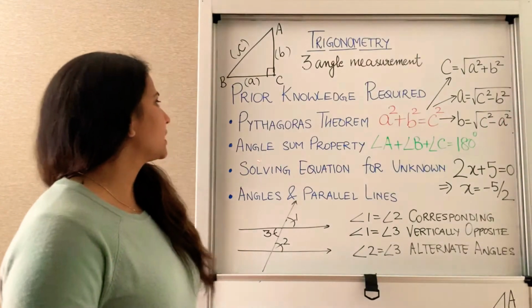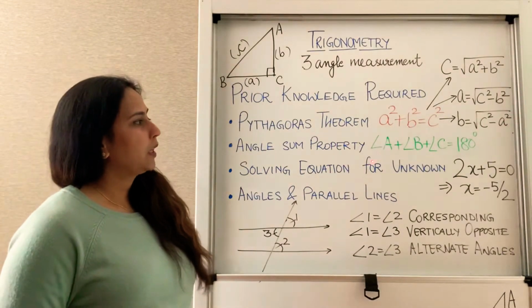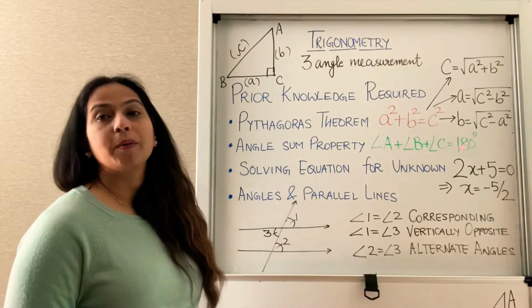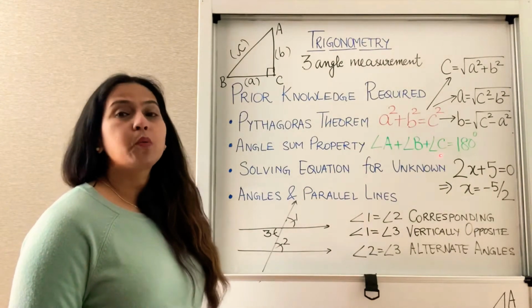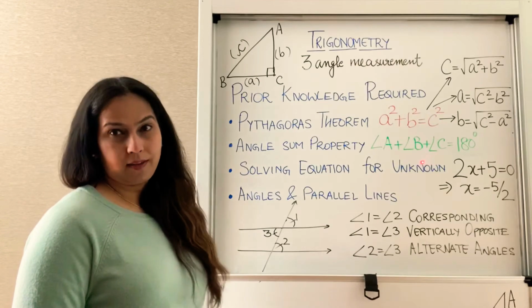The second concept is the angle sum property. The three angles in a triangle all add up to 180 degrees. So if two of the angles are known to you, we can always find the third angle.